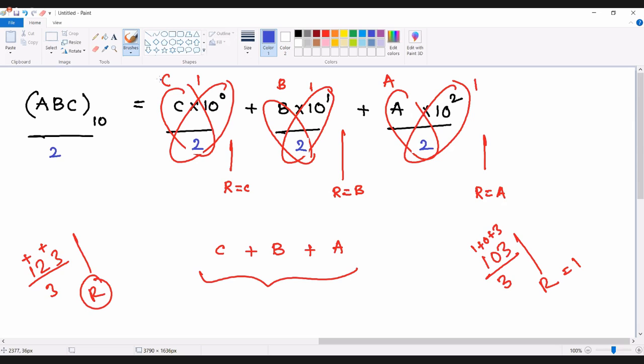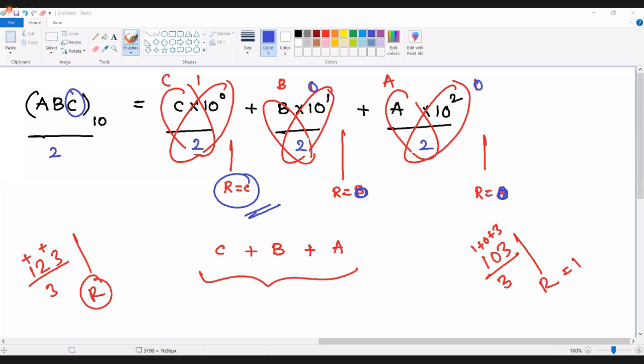1 by 2, the remainder is 1. C into 1, we are going to get a remainder of C here. But when you look at 10 by 2, what is the remainder? 0. 10 square by 2, what's the remainder? 0. So we get all the remainders equal to 0. So the remainder will depend only on C. C means what? That's the last digit. That's the reason a number is divisible by 2 if and only if the last digit is divisible by 2, or the last digit ends with 0, 2, 4, 6, 8. So that's how the rule came into the picture.